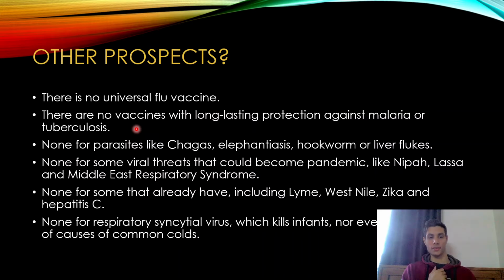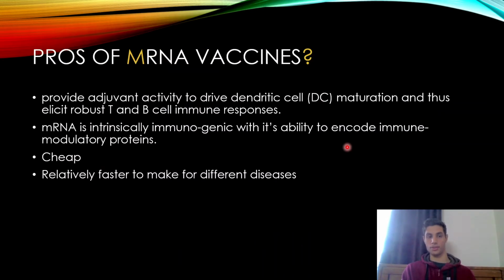Another prospect is that it can also provide long-lasting protection. There are usually no vaccines with long-lasting protection against malaria and tuberculosis. Usually people need to take booster shots every once in a while, and that can become a little costly and, how can we put it into words, inconvenient for a lot of people. Especially with the malaria vaccine, malaria is predominant in developing countries, tropical developing countries. And as we know, vaccines are usually expensive. So that goes to one of the other pros of mRNA vaccines, which is basically the fact that they're cheap.